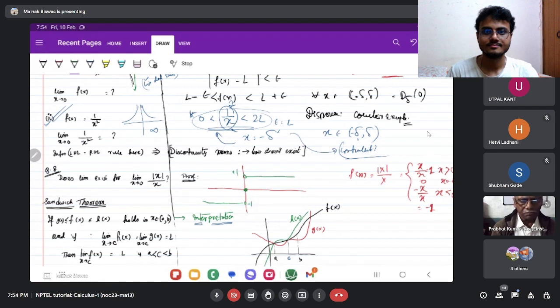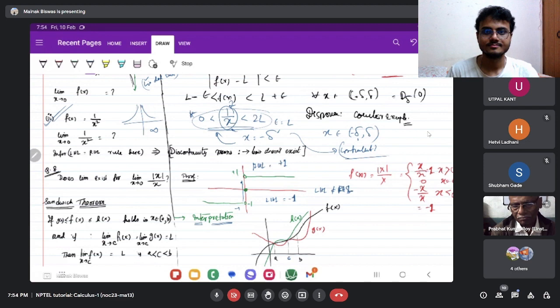So now I'll give you graphical ways of seeing whether a limit exists or not. Does this limit exist as x goes to 0? See, there's a jump. On the left-hand side, the left-hand limit is minus 1. The right-hand limit is plus 1. So the limit does not exist.